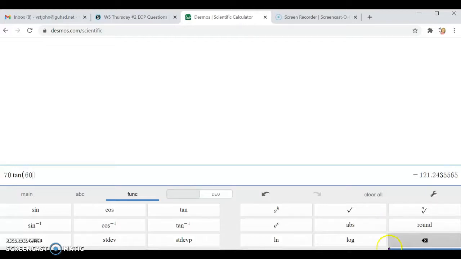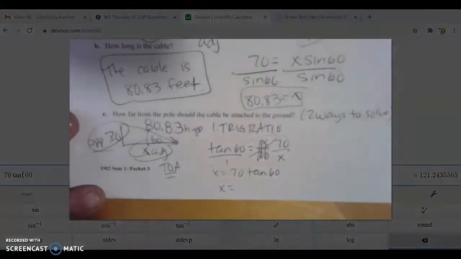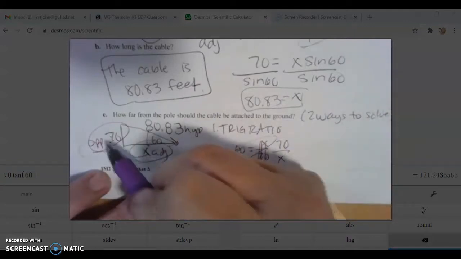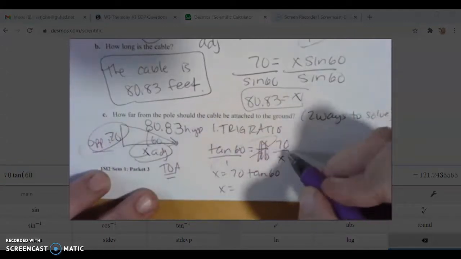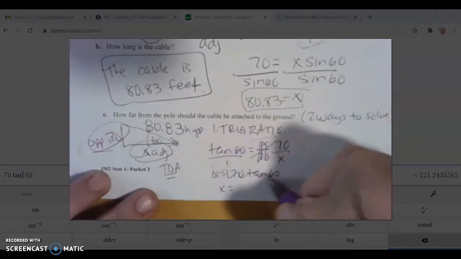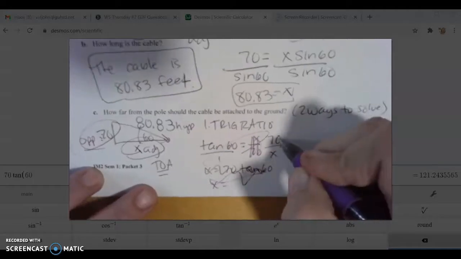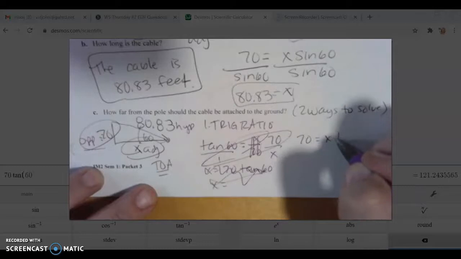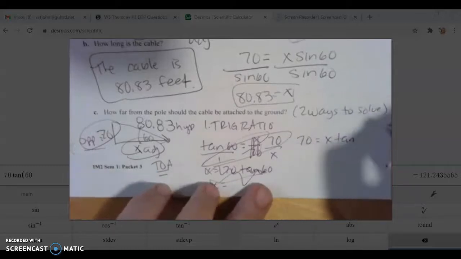Oh, I messed up. Hold on. Let's go back. Tangent is opposite over adjacent. So it's x. So I set up this wrong. So I'm going to get 70 when I do cross products equals x times tangent of 60.